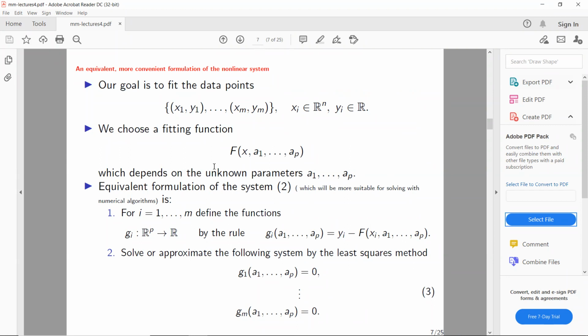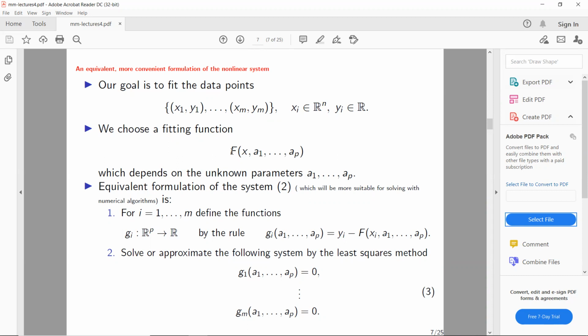So we have a system of equations which are nonlinear in the unknown parameters, and we would like to find approximate solutions. We said that usually it's impossible to find an analytic solution, so formulas with which we express a1 up to ap. So we need approximate solutions. So we need some numerical methods to find those solutions.